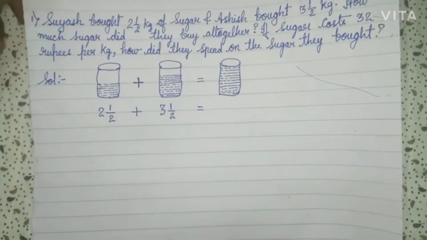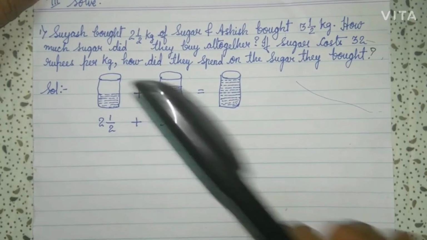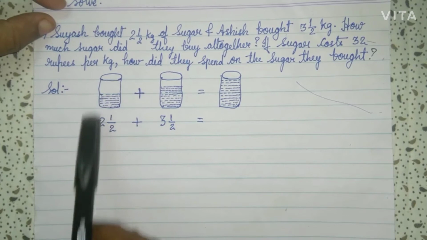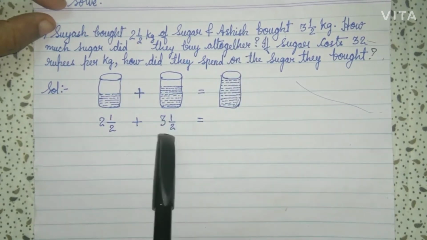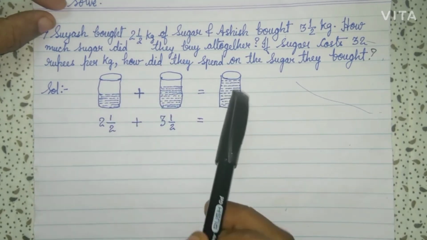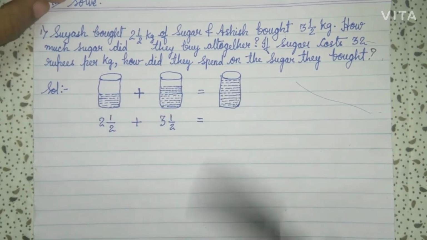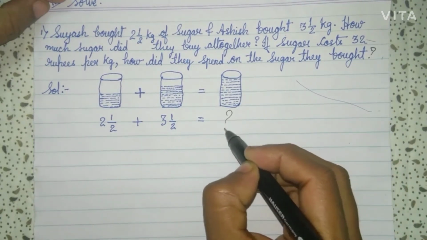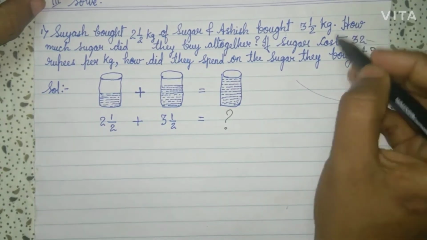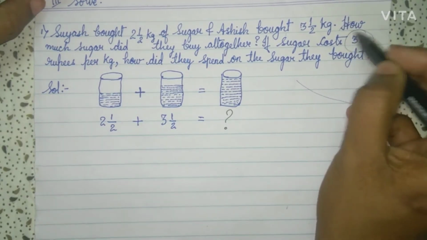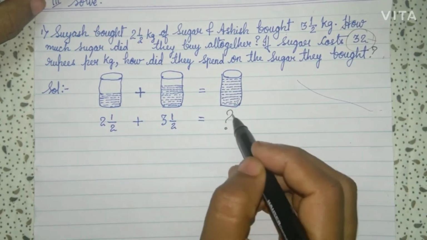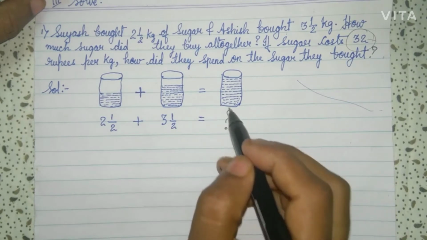Now, let's understand the question. Now, what they are saying, Suresh brought 2.5 kg sugar and Ashish brought 3.5 kg sugar. So both of them together, how much sugar have they bought in total? So first we will find out that, and then what they are saying, if 1 kg sugar costs rupees 32, what will be the total price of sugar altogether they have bought?